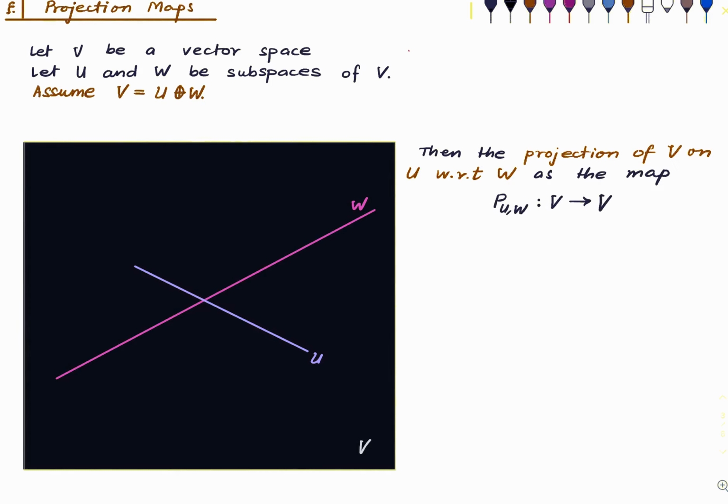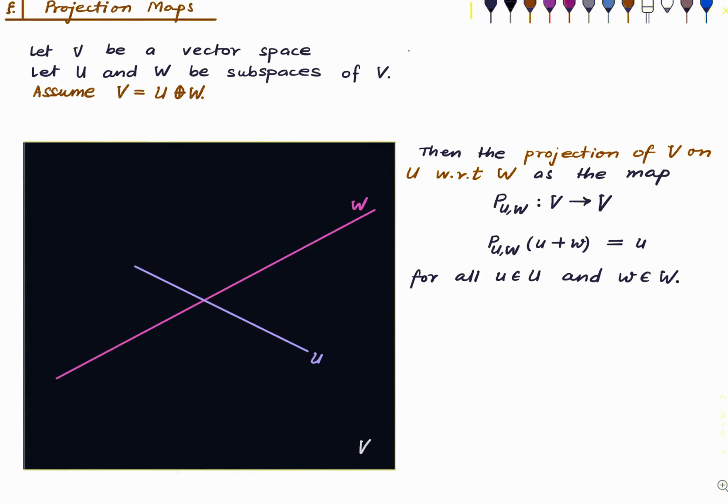So it is a map from V to V, and the subscripts, of course, refer to the two subspaces in question. The first one is the one onto which we are projecting, and the second one is the one with respect to which we are projecting. That will be clear when we define this. So what is the definition? The definition is, for all v, that is the definition, and we need to say a few words as to what this means.